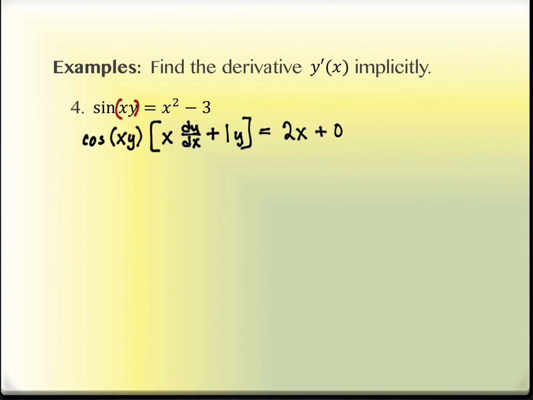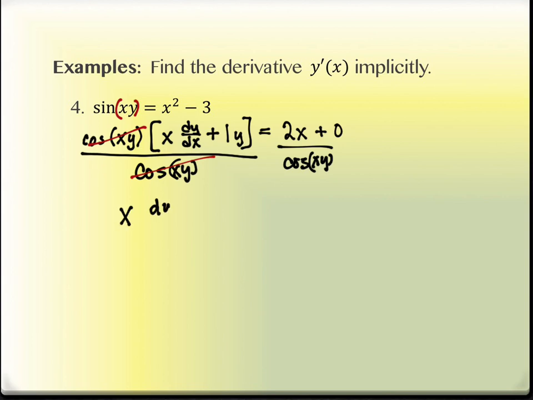I'm great with that. If we divide, the only reason we can do this is because the cosine xy is multiplied by everything in that bracket. So this is cosine of xy on both sides, and this piece and this piece will cancel. I'm left with the part that's in the brackets, which is x dy dx plus y, and it equals now 2x over the cosine of xy.